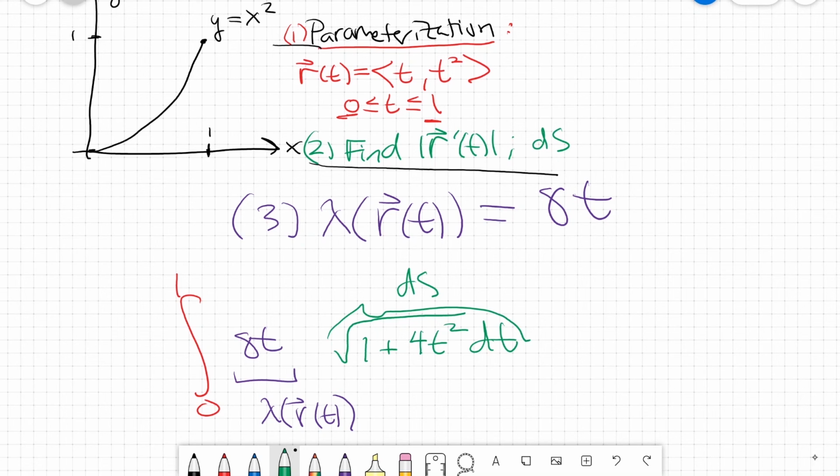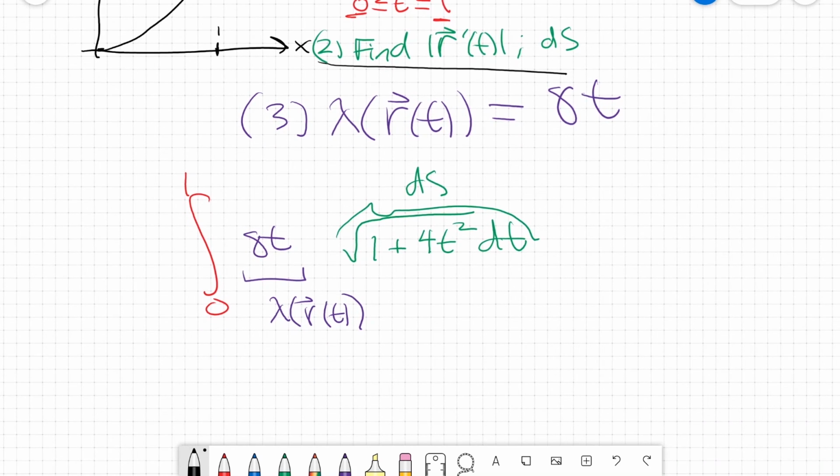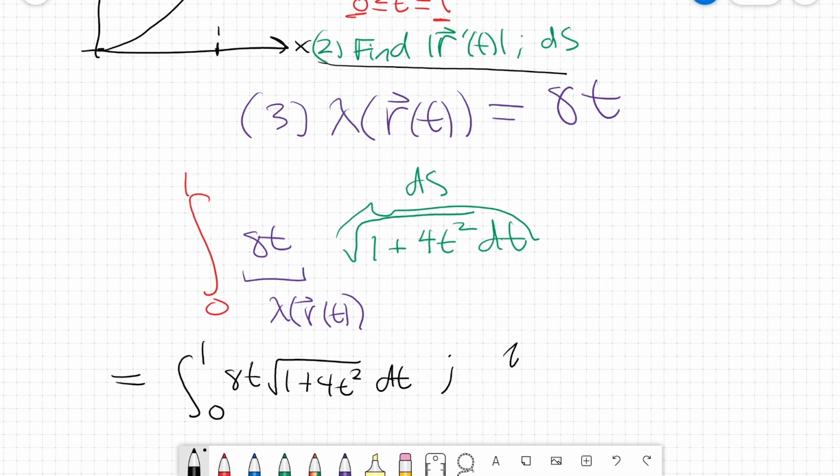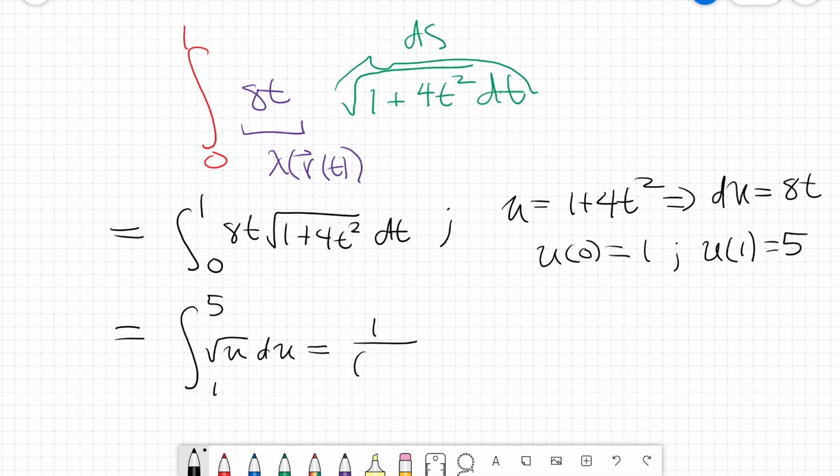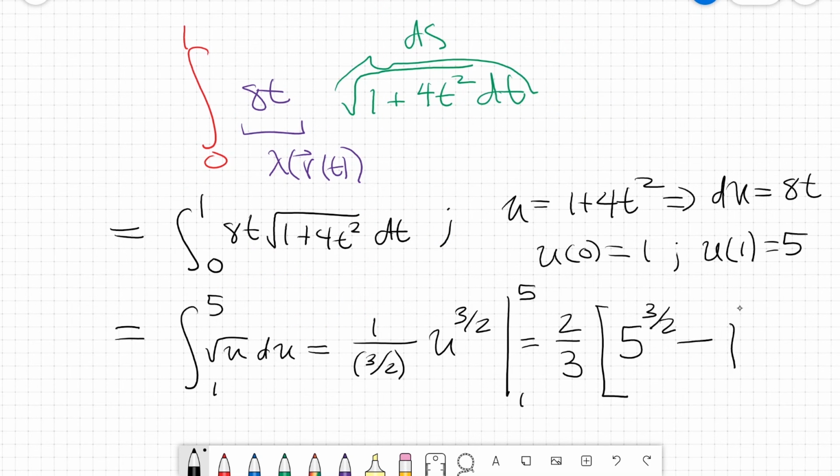We've now used all our ingredients, plugged them into our formula, and we ended up with a simple Calc 2 integral which we could solve using U substitution. Thus, our total mass is equal to 2/3 times 5 to the 3 halves minus 1.